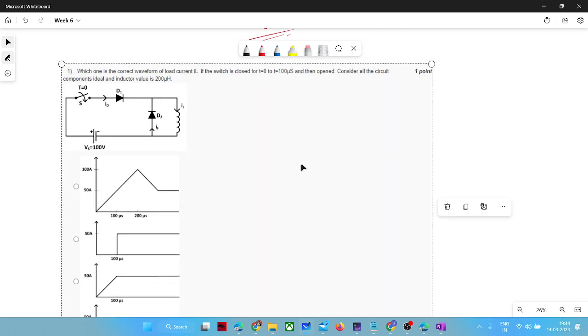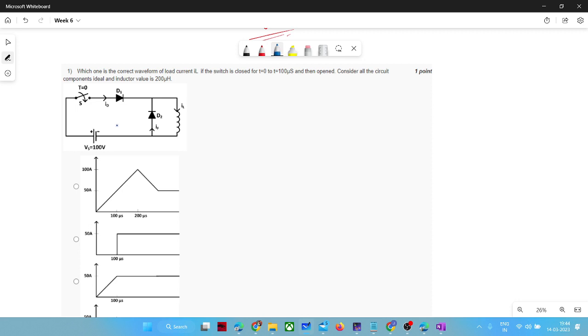We need to identify the characteristics of the load current. The switch is closed for the period 0 to 100 microseconds, and then open. First, we will observe the inductor current for this period, and after that, when the switch is open, we will observe again. When the switch is closed, one diode will be forward biased, the other diode will be reverse biased, and your inductor will be charged.